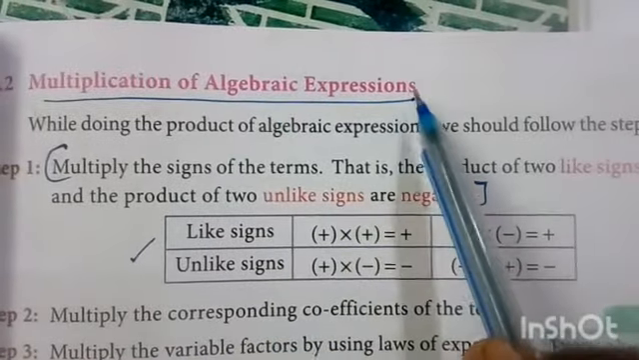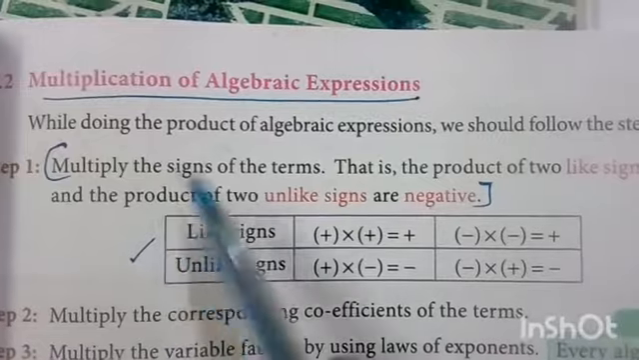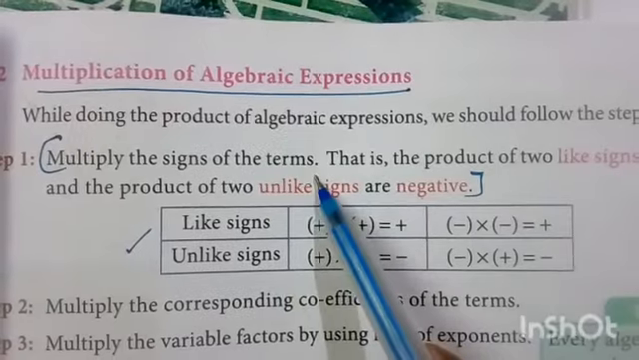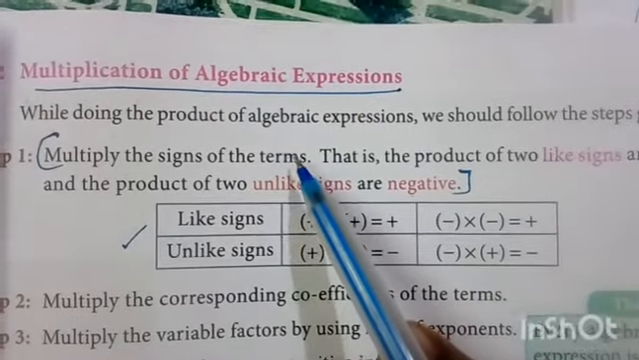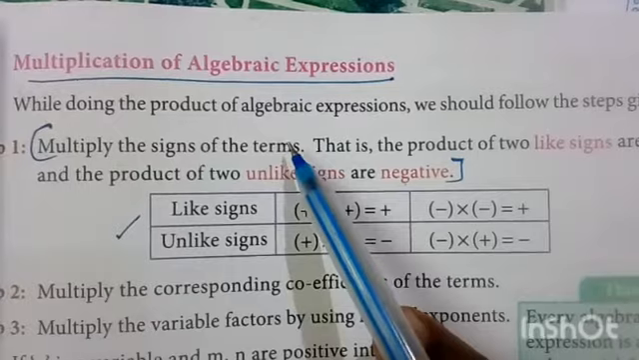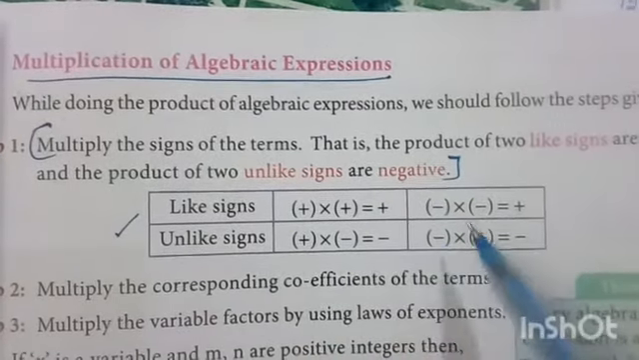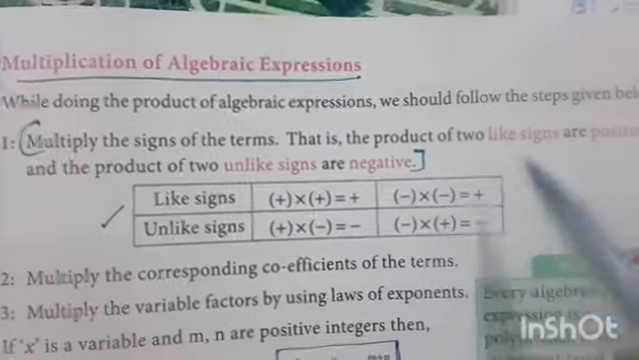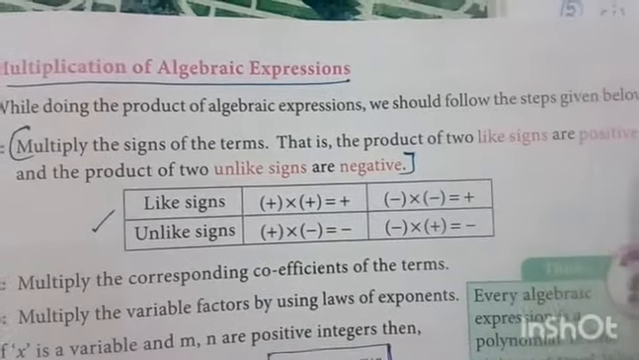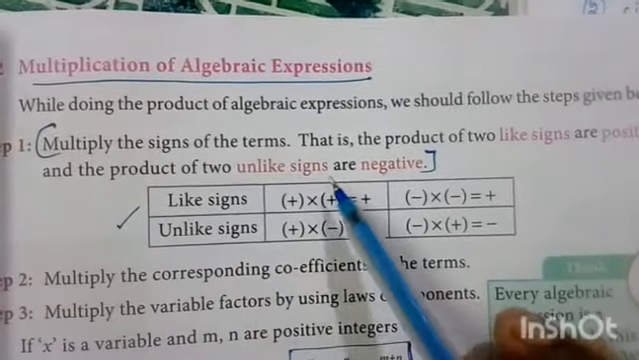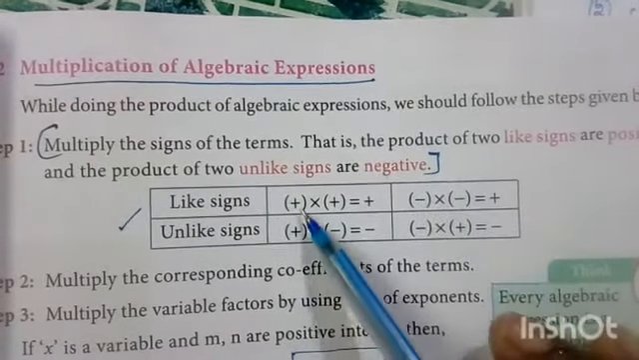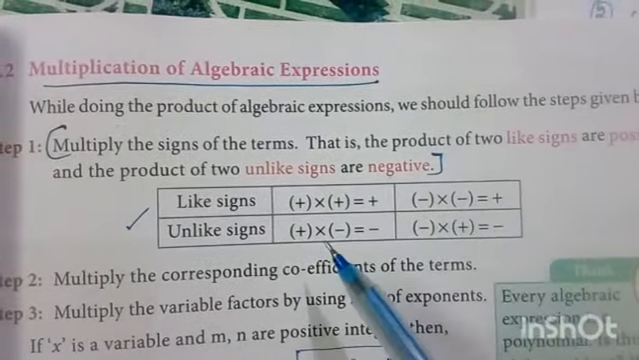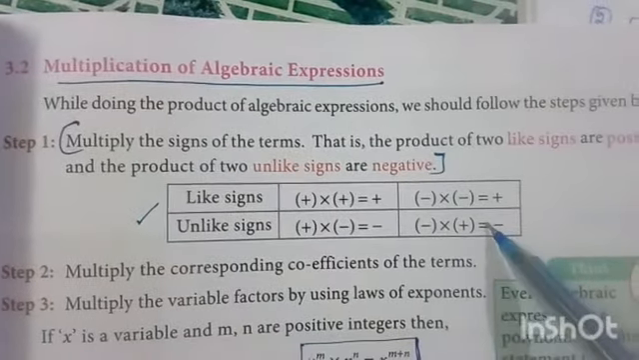For multiplication of algebraic expressions, first we have to multiply the signs of the terms. We have to apply the product rules of signs. Plus into plus is plus, minus into minus is plus, plus into minus is minus, minus into plus is minus. That is, the product of two like signs is positive and the product of two unlike signs is negative. What are the like signs? Plus into plus, minus into minus. Unlike signs: plus into minus, minus into plus.